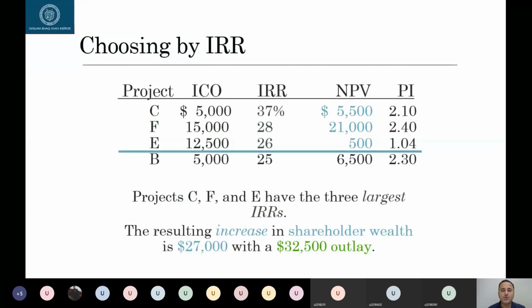Okay, so if I choose projects based on IRR, I will only choose C, F, and E. And the way you do it, you rank all the projects based on IRR, from high.